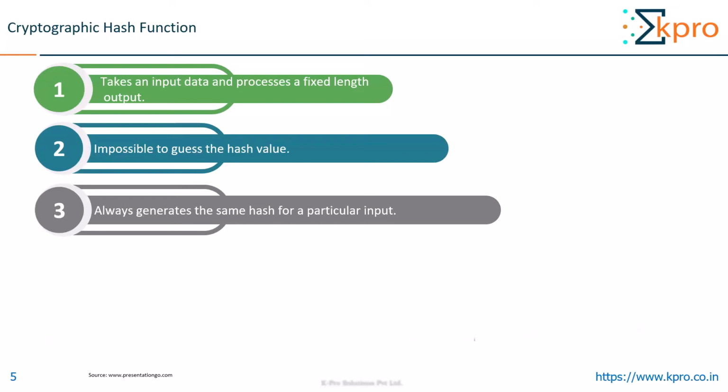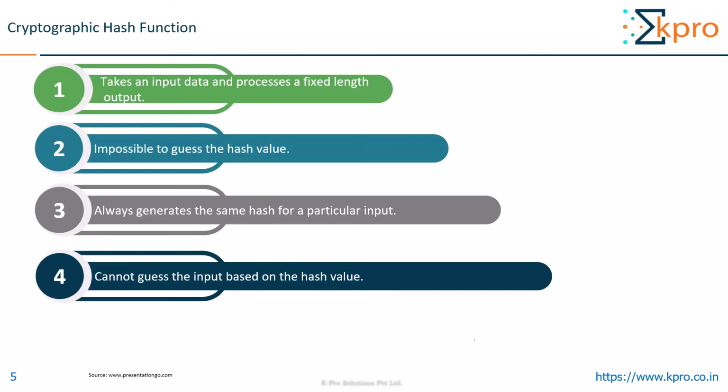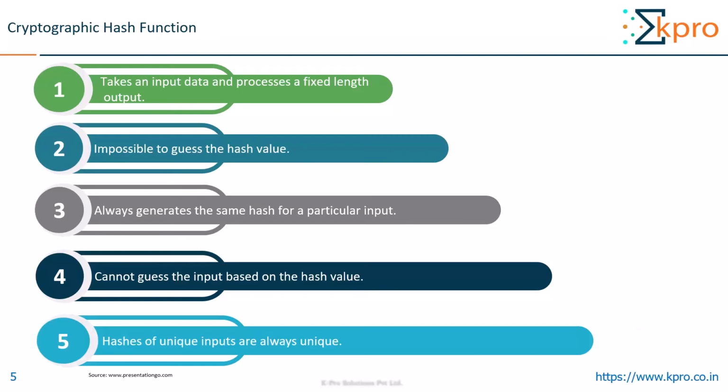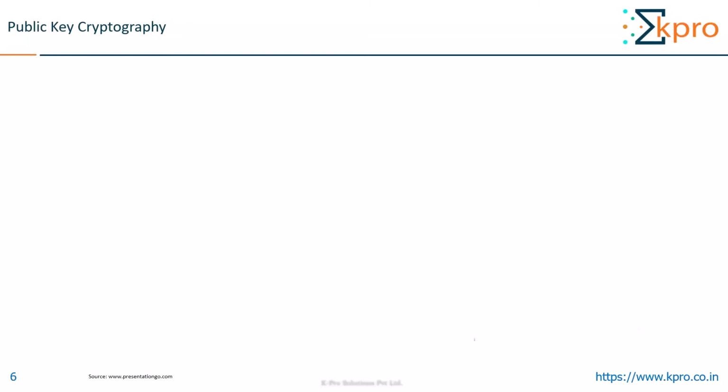The next one is that it is deterministic. That is, it will always generate the same hash for a particular input. The next one is that it is impossible to guess the input based on the output hash because the hash is always of the fixed length irrespective of the length of the input. And the last but not the least is that all hashes are distinct. That is, no two distinct inputs can generate the same hash. So this is all about this cryptographic hash function. Next, let us see what is the public key cryptography.